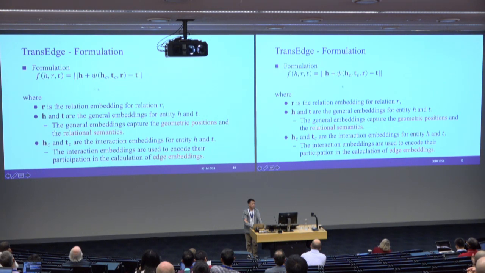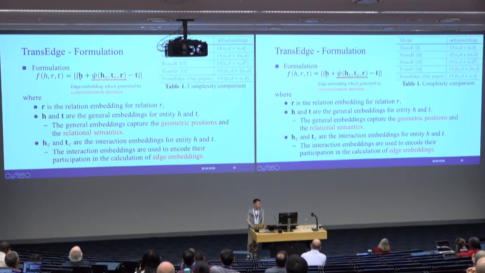Formally, the energy function of our model can be written as this. We call the function phi the contextualization operation. It generates edge embeddings. For each entity, we have two embeddings. The first is H and T, the general embeddings for entities, which capture the geometry positions and the relation semantics. And HC and TC are interaction embeddings for entities H and T, used to generate the edge embeddings. Here is the parametric complexity of our model.